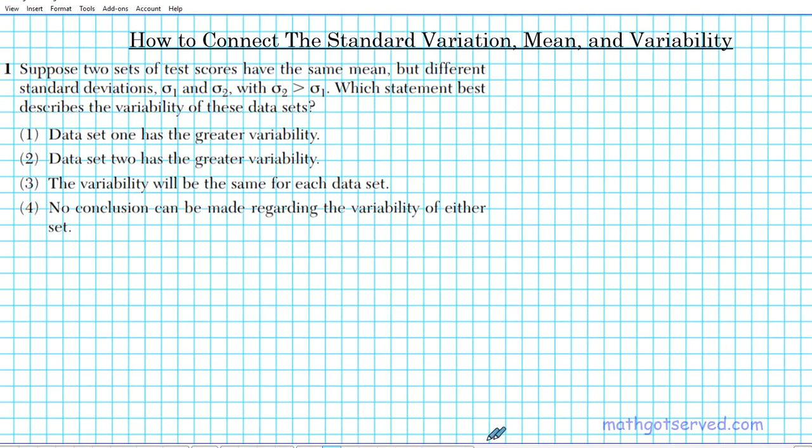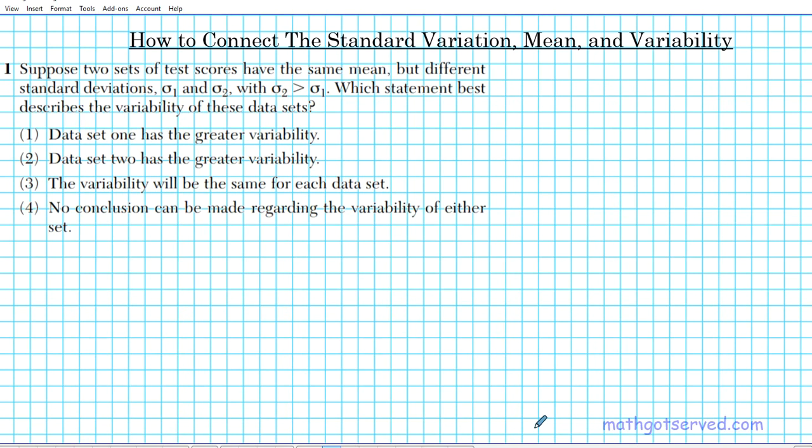One reads, suppose two sets of test scores have the same mean but different standard deviations, sigma 1 and sigma 2, with sigma 2 greater than sigma 1. Which statement best describes the variability of these data sets?